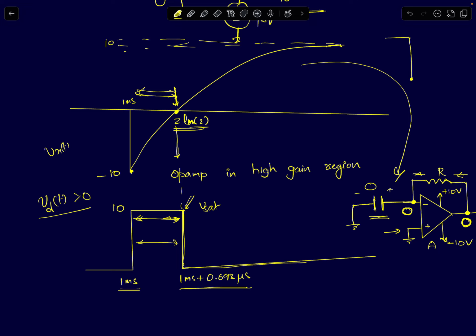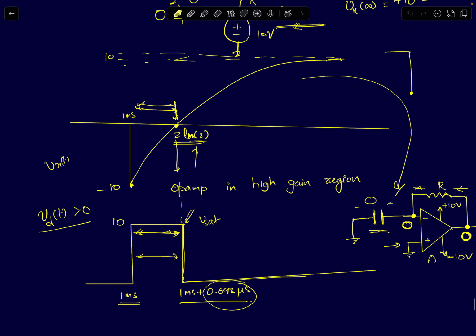I've already shown where this 0.693 comes from. 0.693 is simply tau ln 2, and that comes from the time it takes for this node voltage Vx to go from minus 10 to 0, which is the half value. The final value is plus 10, so the total delta V is 20. For the signal to go from minus 10 to 0, that's half the total change in the voltage. So that happens to be tau ln 2 seconds.